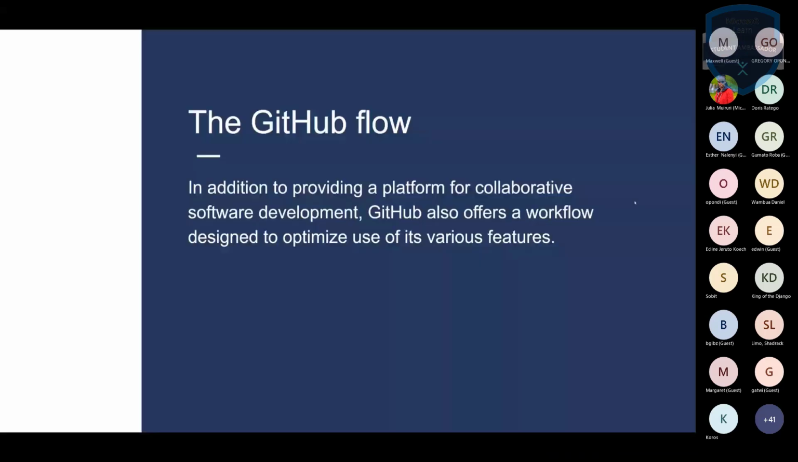Next slide, please. So we have what we call the GitHub Flow. The GitHub Flow is basically a generic way which has been defined to collaborate with developers on GitHub. As I have already said, apart from being a platform for collaborative software development, it also offers a workflow designed to optimize use of its various features, like GitHub Actions, which is now a feature that has been added. It is now being integrated, I think, very nicely with Azure DevOps.